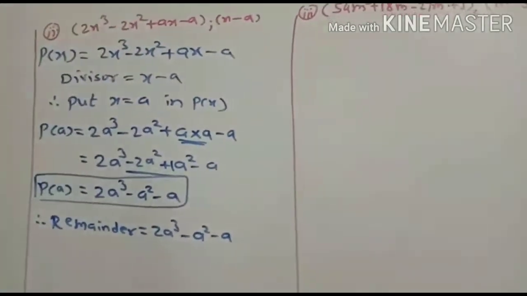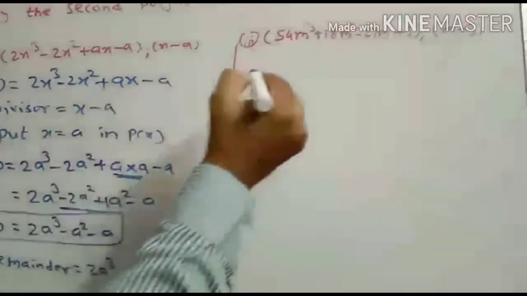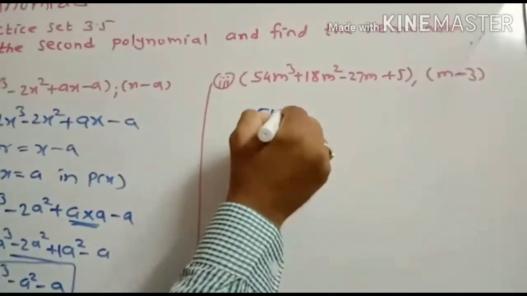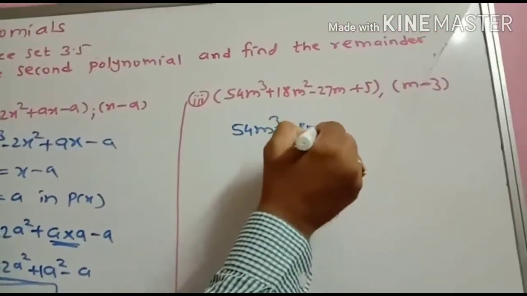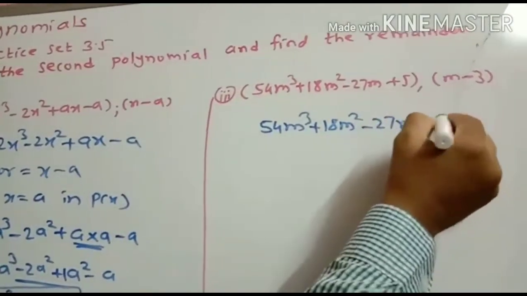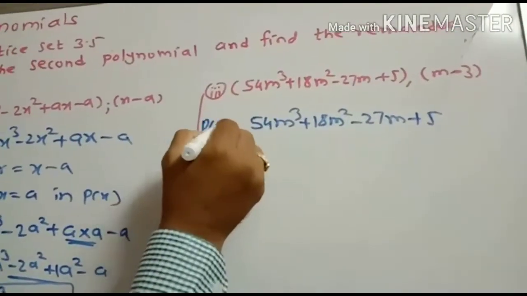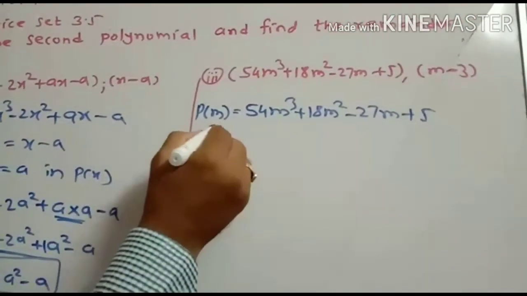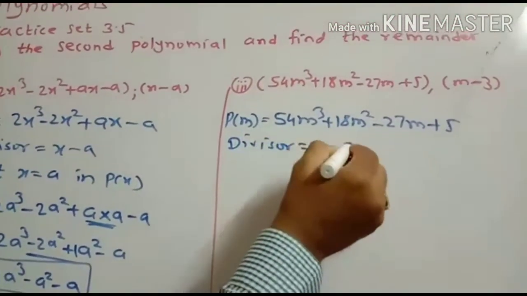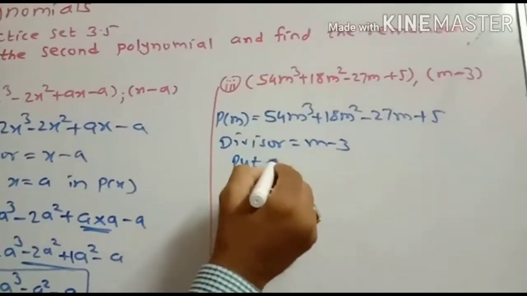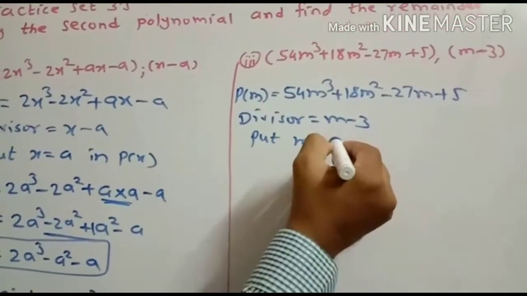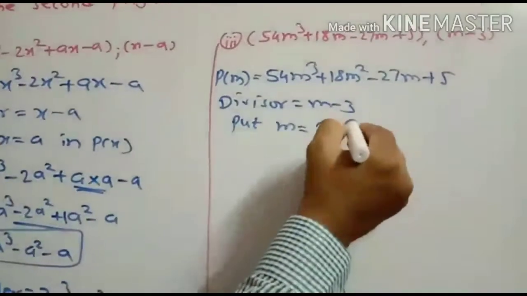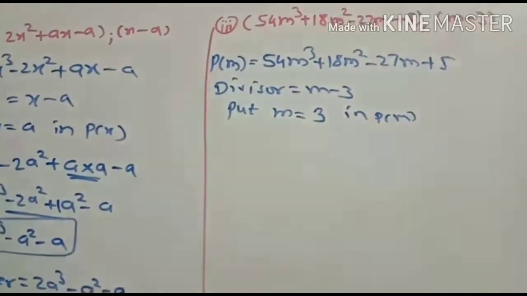Third example is given. First polynomial is 54m cube plus 18m square minus 27m plus 5, and therefore the variable is m. Therefore we consider it as p of m. Now the divisor is m minus 3. Therefore put the opposite of minus 3 in p of m.